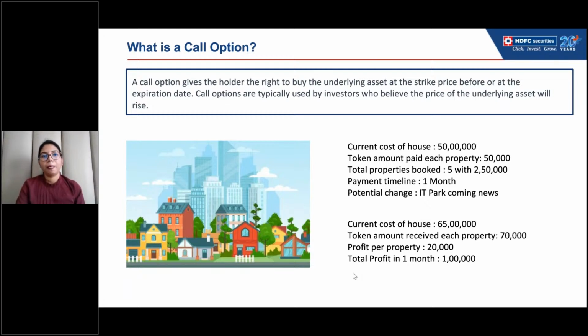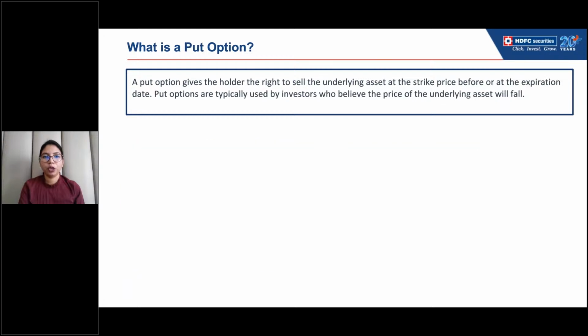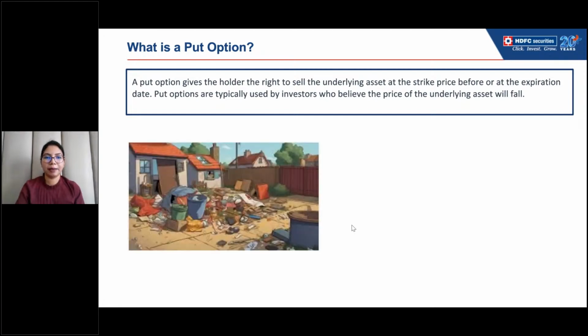Now same way there is put option as well. Put option क्या होता है? A put option gives the holder the right to sell the underlying asset at the strike price before or at the expiration date. Put options are typically used by investors who believe the price of the underlying asset will fall. So similarly, जैसे पहले केस में the investor knew that the prices of those properties will go up. Now उसको क्या लग रहा है कि अभी जो प्रॉपर्टीज है उसके प्राइसेस डाउन होने वाले हैं, तो वो कैसे एडवांटेज उठाएगा. ऑलराइट, लेट्स सी एन एग्जांपल.